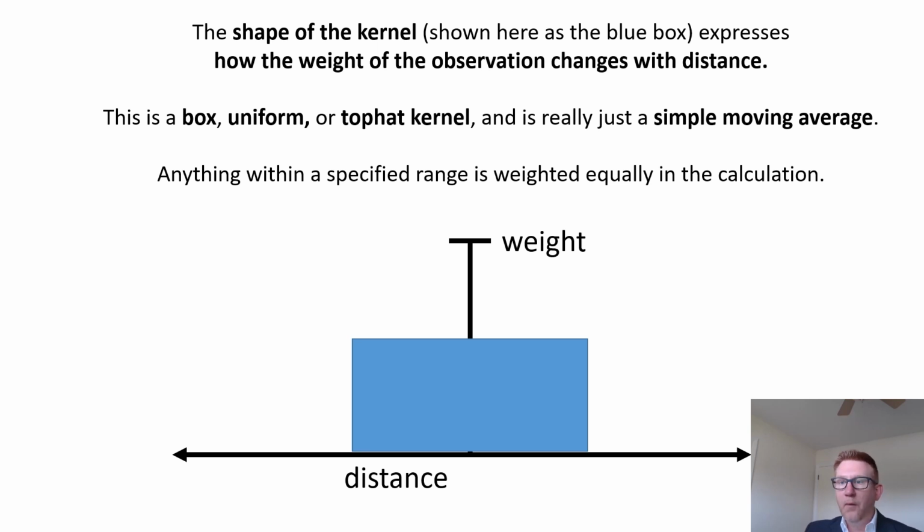So again, the shape of the kernel shown here, the blue box, expresses how the weight of the observation changes with distance. This is our most common example. This is the box or the uniform or the top hat kernel, lots of different names for this. Top hat because the shape of it sort of reminds you of a top hat. But I like to think of this as a simple moving average because almost all of you have probably been exposed to this method of calculation at some point.